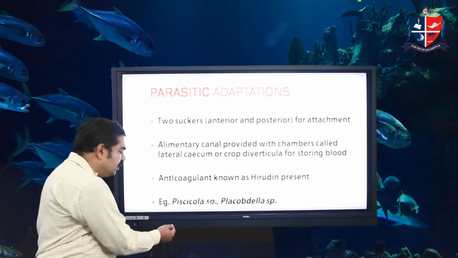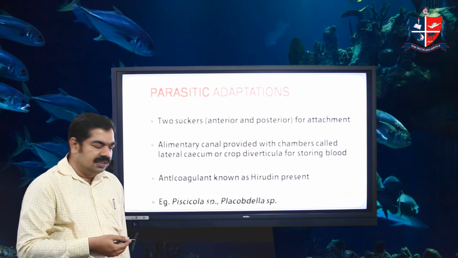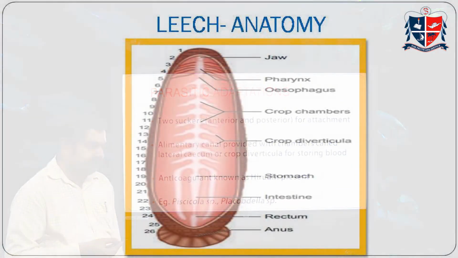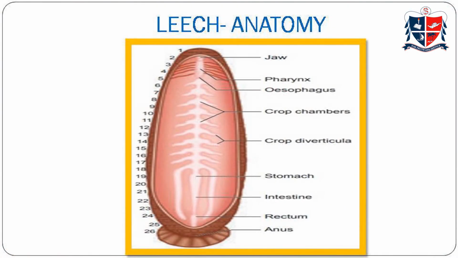Next one, the two important species of leeches. The one is Piscicola species, the other one is Placobdella species. Now you can see the internal body structure or anatomy of a leech. In this particular diagram, you can clearly see the crop diverticula in which they are storing large quantities of blood. So they have a blood feeding habit, and they are storing the blood in crop diverticula. That is a parasitic adaptation, which I have already told you.